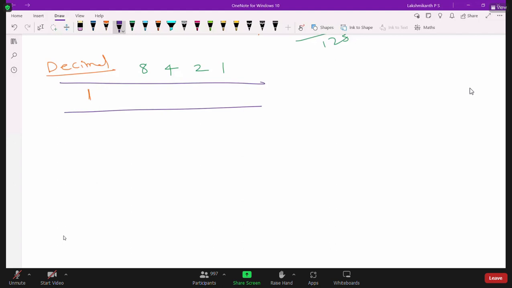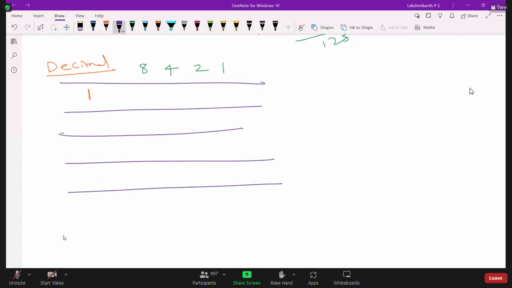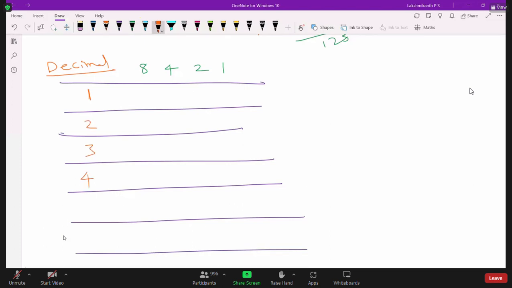Now I'm going to write all the values here: 1, 2, 3, 4, 5, 6, like this. How to write them in binary? 1 means 1 is needed, so you put 1. Now 2 means 1, 0, because 2 is needed. Now 3 means 1, 1.